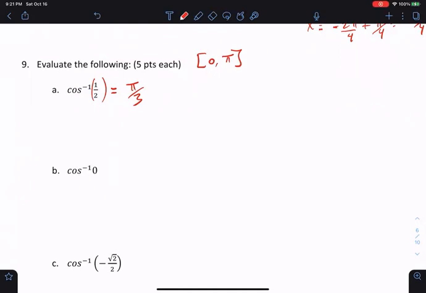That's it. This one, cosine of 0, where is that work? So cosine is the same, this is the same for both, right? That restriction, right? And cosine of 0 is just at pi over 2, right? Okay.